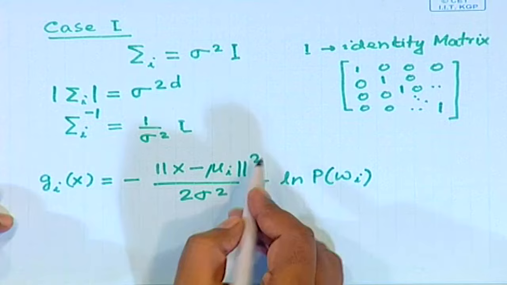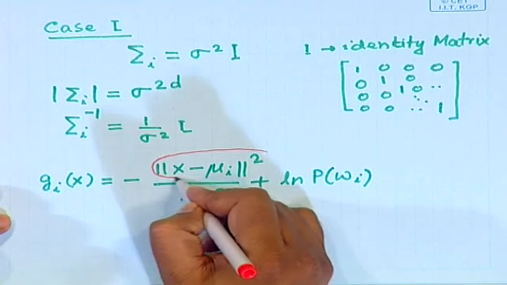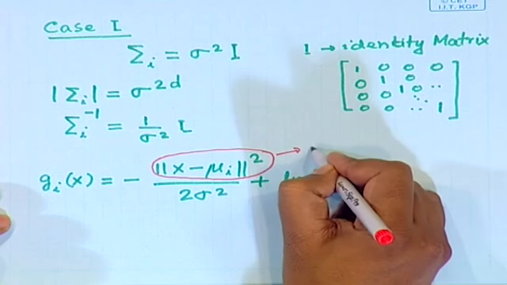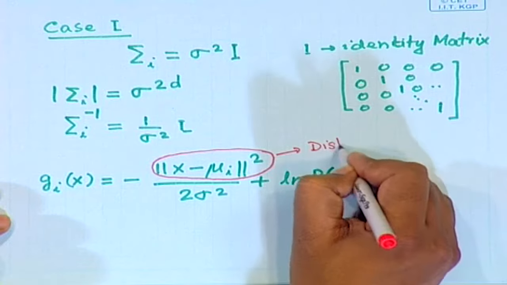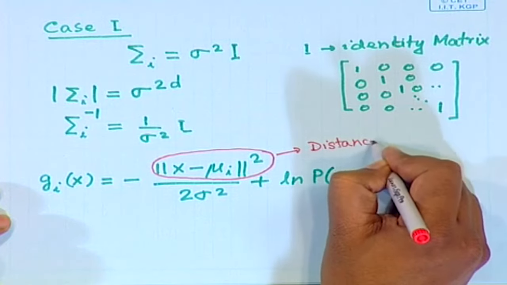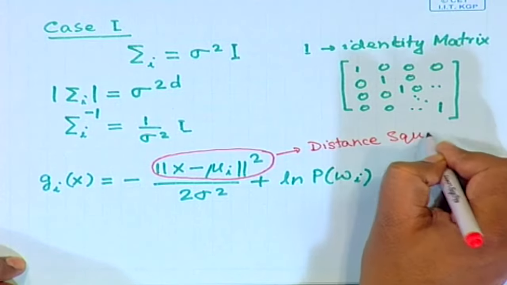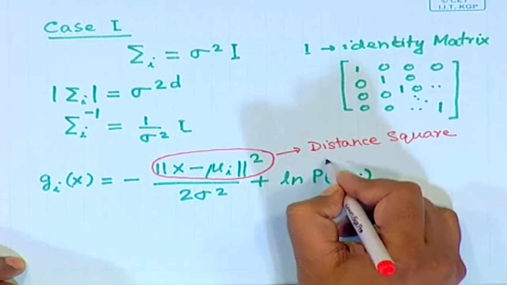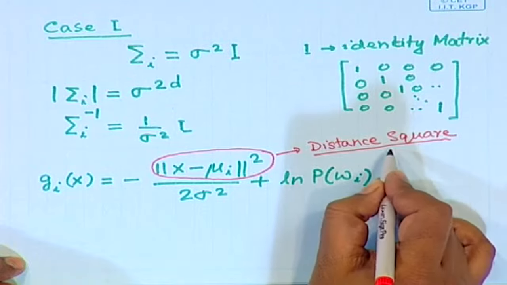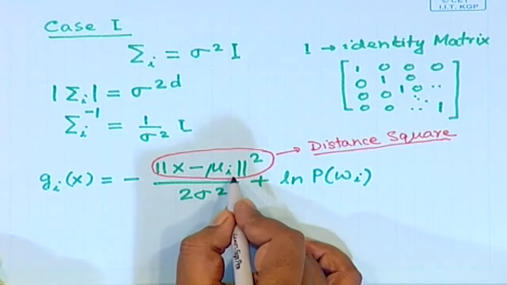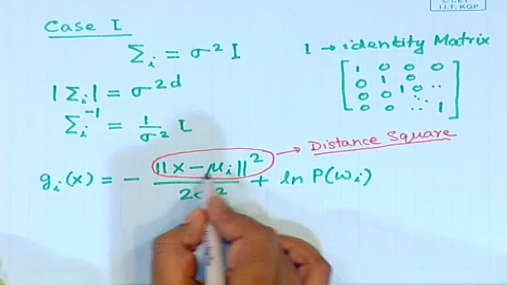So what is this term? This is nothing but distance square. So this is nothing but the squared distance of sample x from the mean vector mu i.